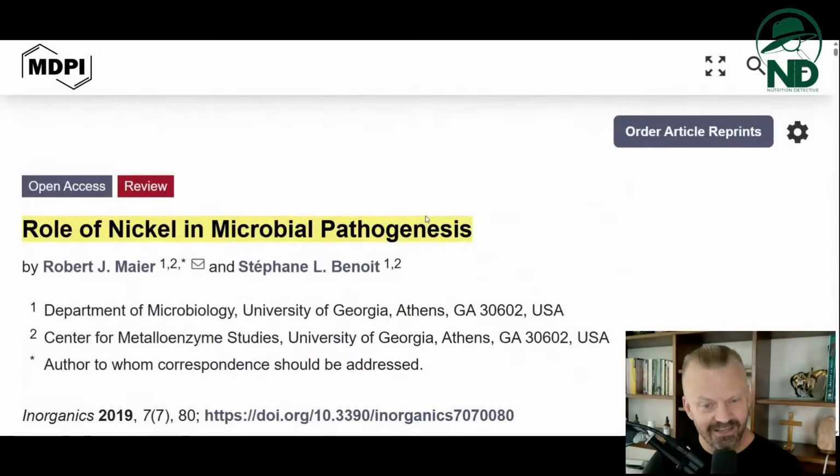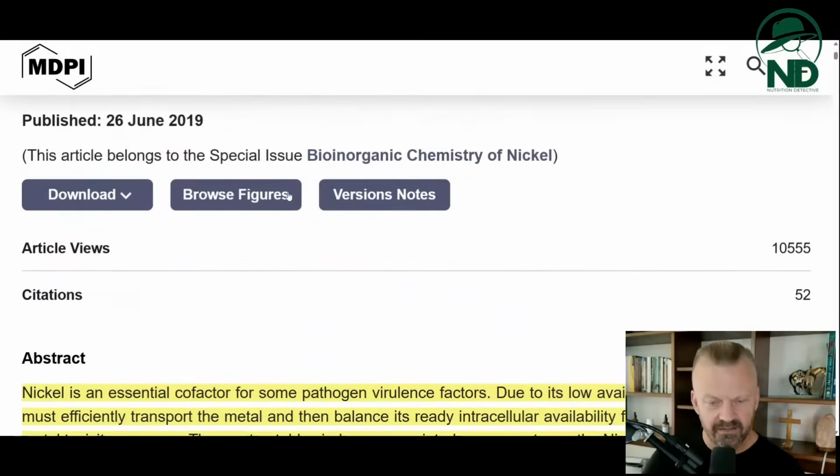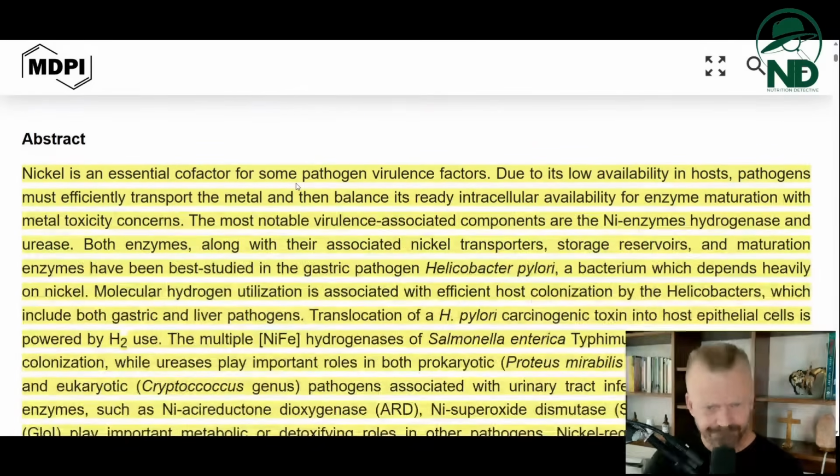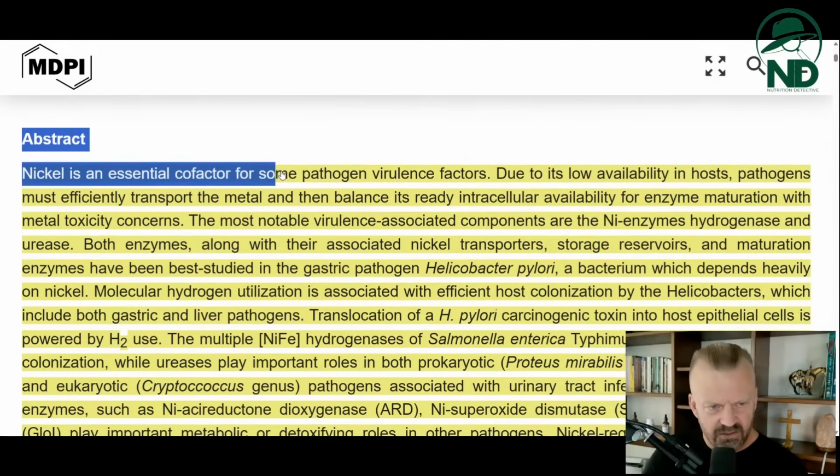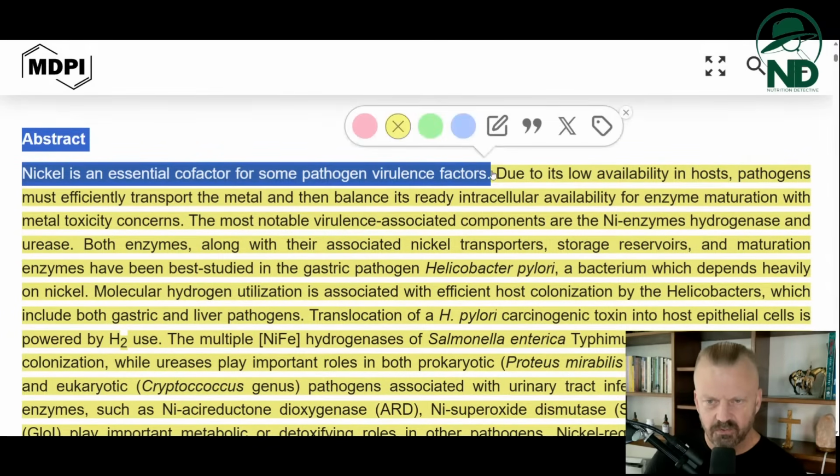So we have the role of nickel in microbial pathogenesis. This is disease creation: the role of nickel in the disease creation process of pathogens, right? Microbials, they're probably referring mainly to bacteria there, but let's just head into it. Nickel is an essential cofactor for some pathogen virulence factors. So I'm going to hit on the word virulence first. Virulence means how it becomes bad for you.